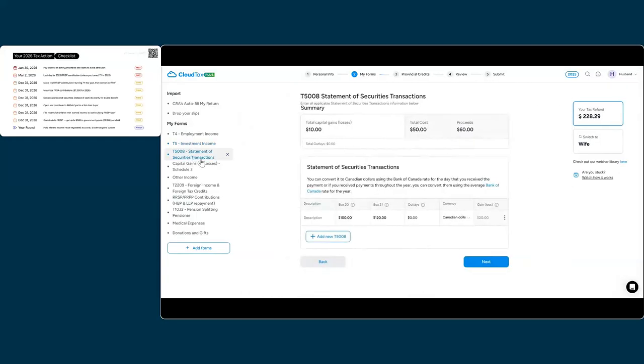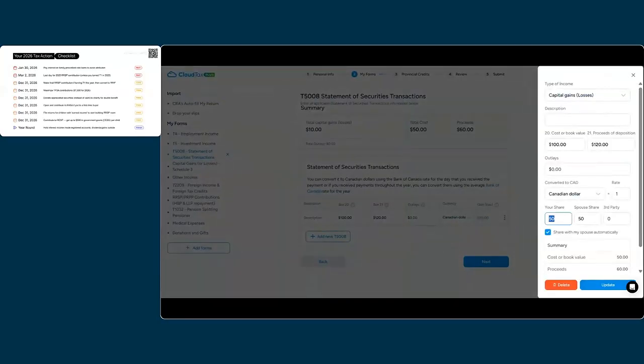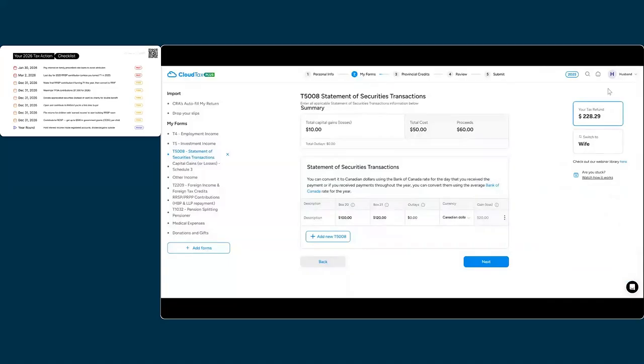One really good function that we have is under the T5008, the security transactions. If it's filing as a couple, you can automatically split the gains between the husband and the wife. You click these 3 dots over here, and you can just prorate the shares between the 2 parties. So if it's a capital gain for the whole family and it should be allocated at a different rate, you can just go ahead and change this. Once you are satisfied with this, you just update the amount, and it will update the entire tax return.